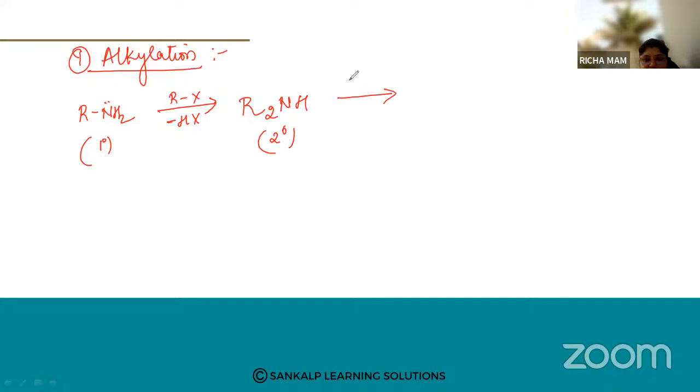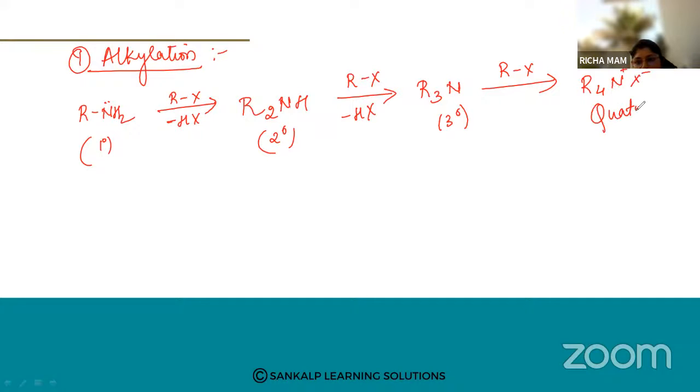Now again, suppose I react it with one more mole of alkyl halide. There will be removal of HX, and we are going to get R3N, a tertiary amine. Now again I react it with alkyl halide, and I am going to get a quaternary ammonium salt. So this is the reaction.